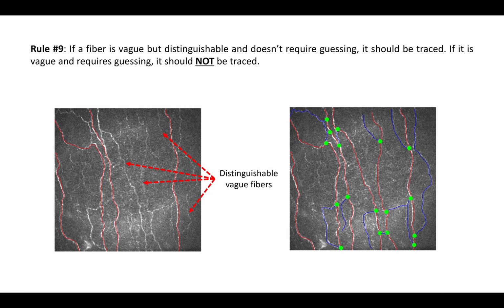Rule 9. If a fiber is vague but distinguishable and doesn't require guessing, it should be traced. If it is vague and requires guessing, it should not be traced. So looking at this example, these fibers here are distinguishable, and that's why we trace them.